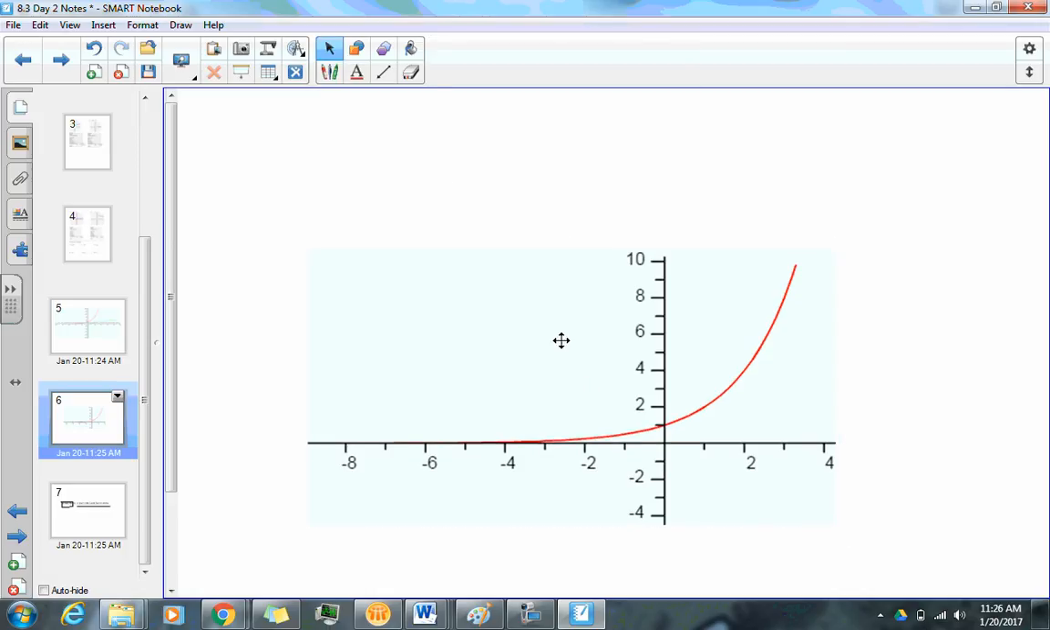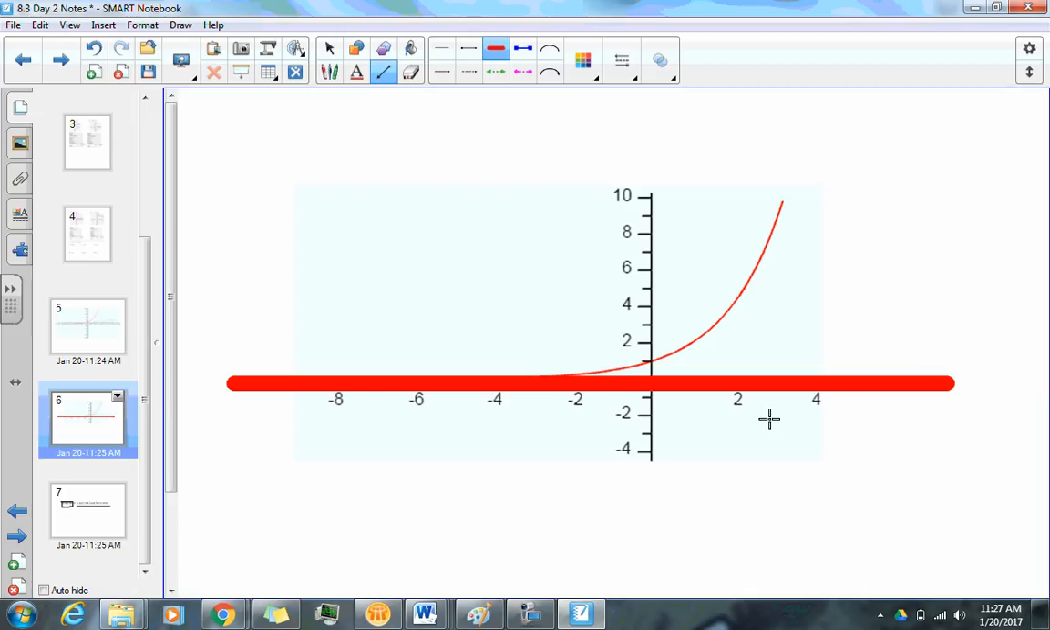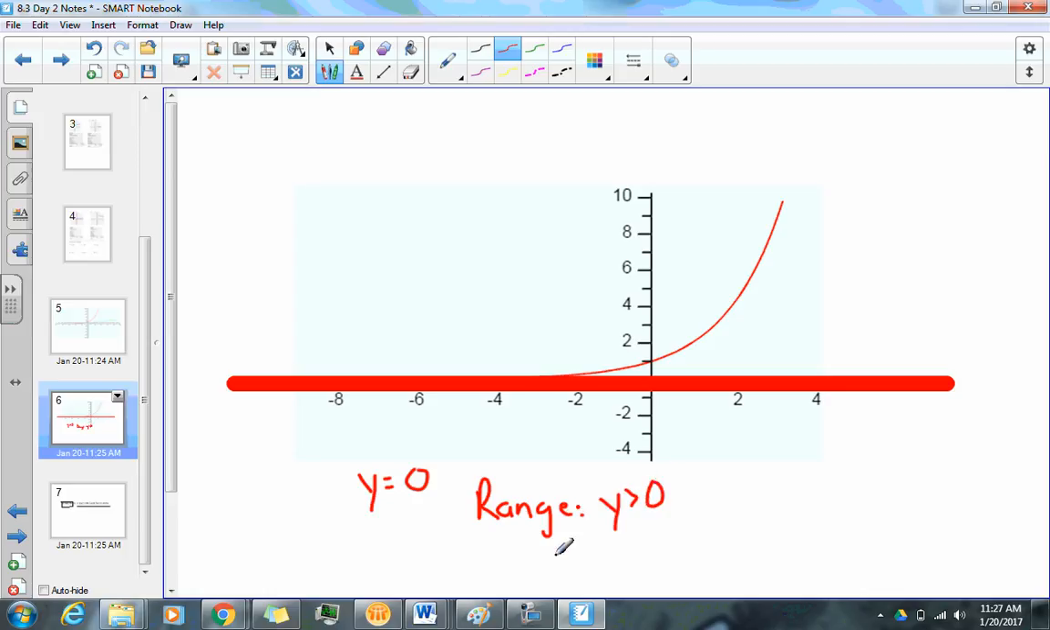This is an example of an exponential equation. We've dealt with this a lot this past week, so you know as well as I do that the horizontal asymptote is running horizontally, and so you'd say the horizontal asymptote would be y is equal to 0. You should know this: the range is going to be y is greater than 0, and your domain is going to be all real numbers.